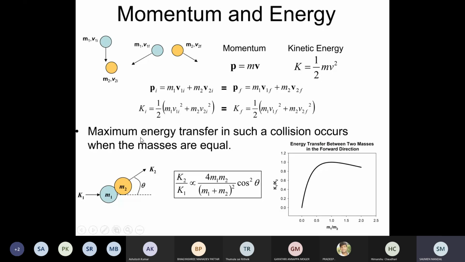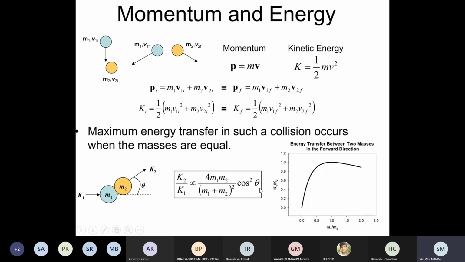From this momentum relation, the maximum energy transfer in such a collision occurs when the masses are equal. And if the angle is theta, K2 by K1 equals 4 M1 M2 divided by (M1 plus M2) square, times cos square theta.